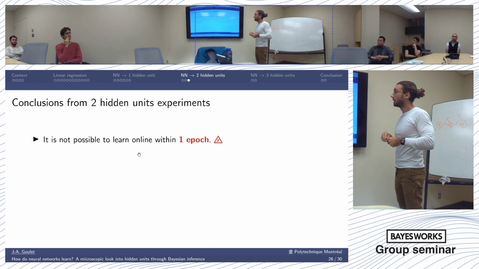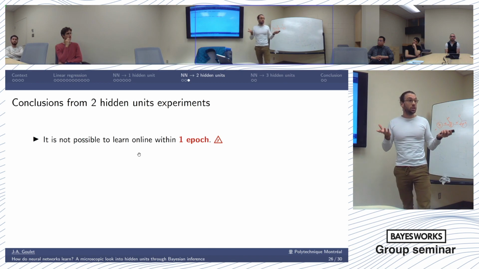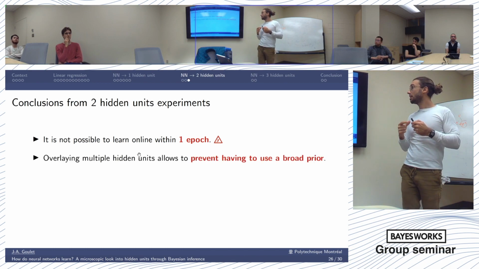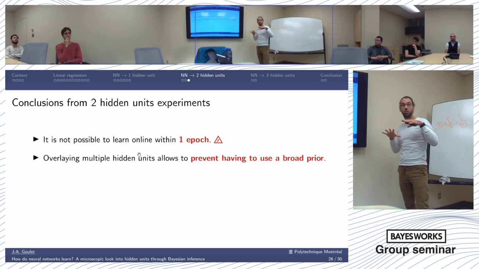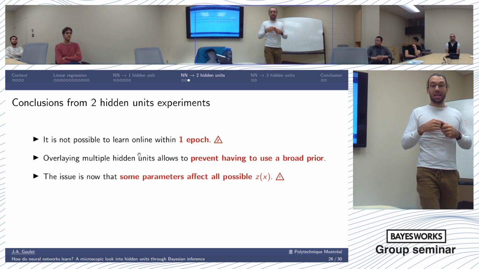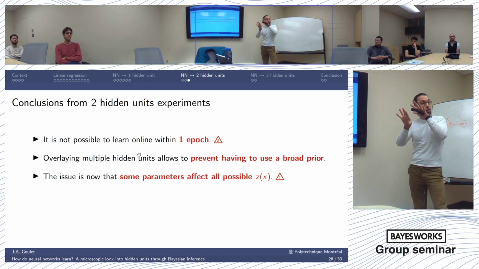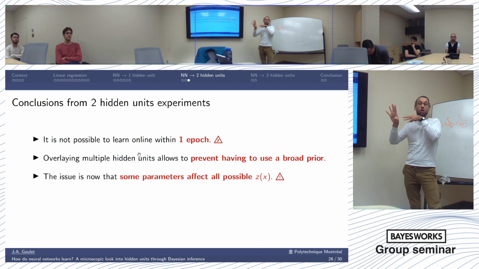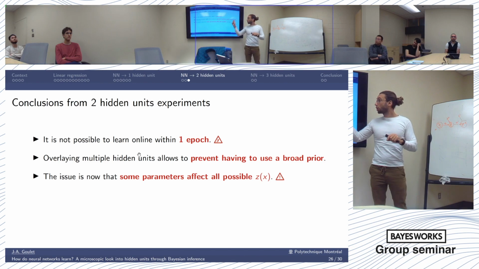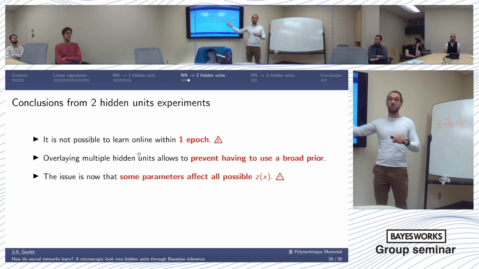So the conclusion for this two hidden unit experiment is that it's not possible to learn with one epoch. Overlaying multiple hidden units allows us to avoid using a broad prior. But now the issue is that if we overlay multiple hidden units, or their effects on top of each other, some of the parameters are going to affect all possible responses of Z.